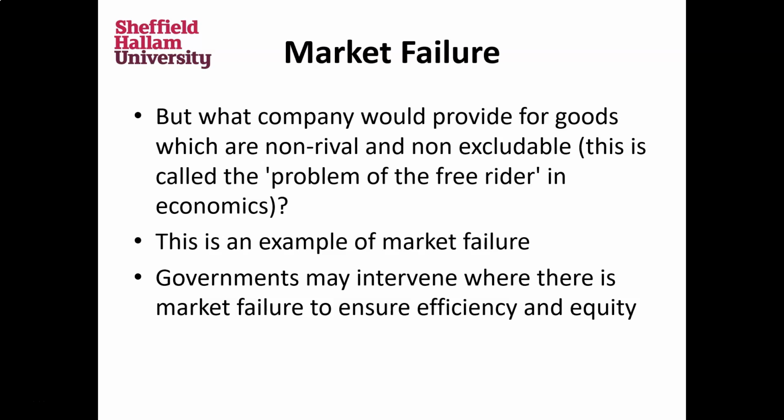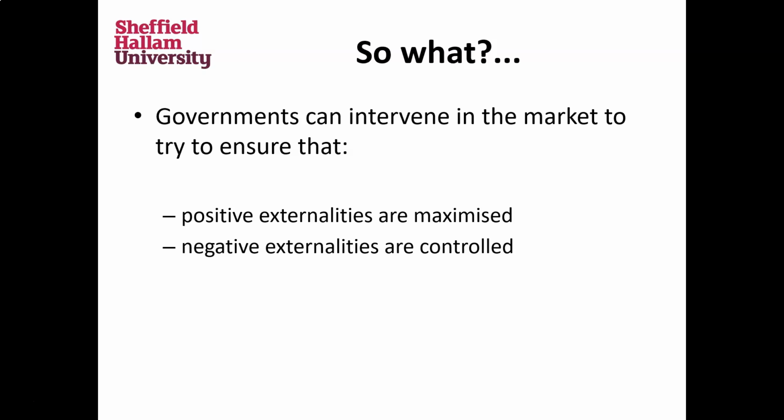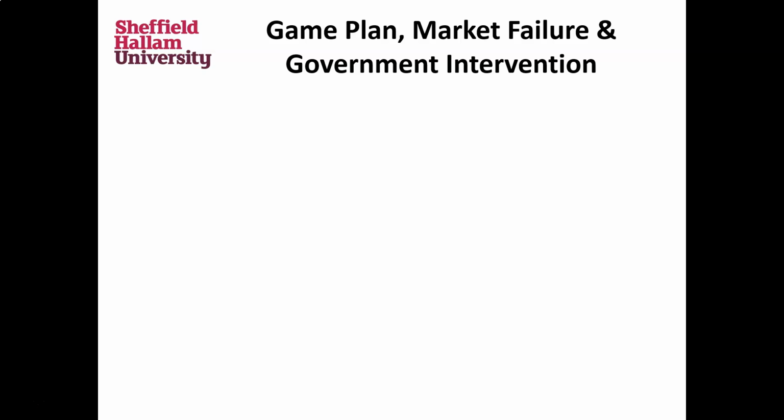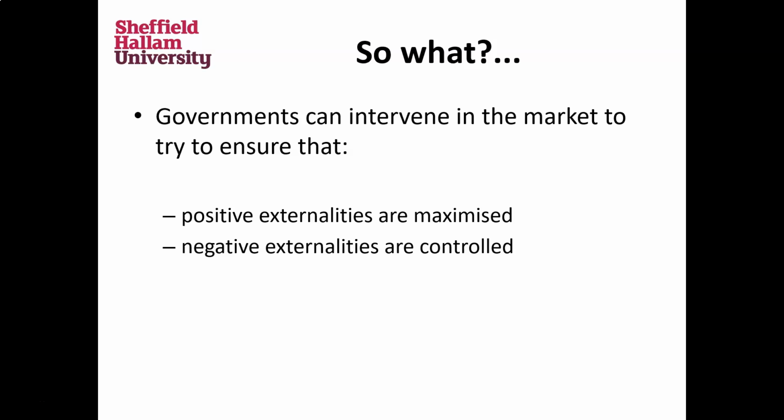So the argument is that governments need to intervene because these needs are not met efficiently and they're not met equitably. So governments can intervene in the markets to try to ensure that positive externalities are maximised and negative externalities are controlled, right? And we can see that if we think back to the social return on investment in sport, there is a strong incentive there for governments to ensure that positive externalities associated with sport are maximised, right? And we can also see that the government might want to control negative externalities. So we talked about taxation on smoking as a disincentive.